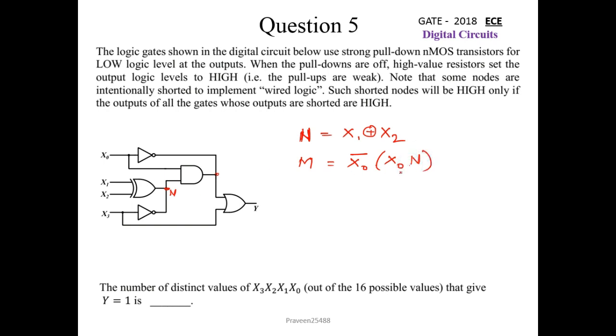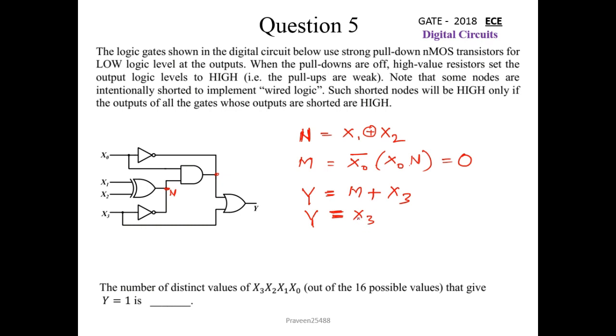So the AND operation is here. Here we see that x naught and x naught bar would be 0. So the m node will always be 0. Now we will write the output y. So y is equal to m plus x3. Since m is 0 here, y is equal to only x3.